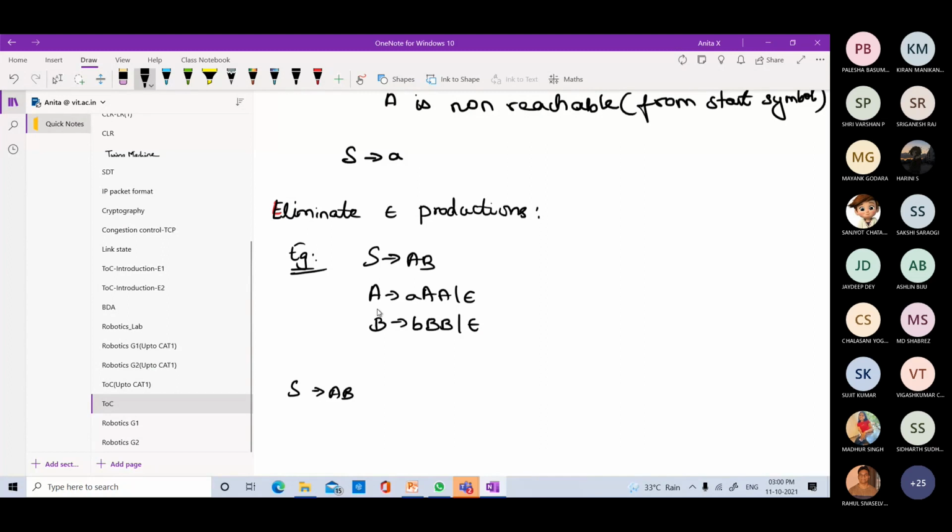Okay, so here you can see what is the possibility here. A is having the possibility of being epsilon. If A is epsilon, what I will have? I will have B. So here again, what is the possibility? There is a possibility of B being epsilon. So what I will have? A I will be having. Okay. So S derives AB or A or B. So this is the possibility. Okay. So here again, A derives A or epsilon.